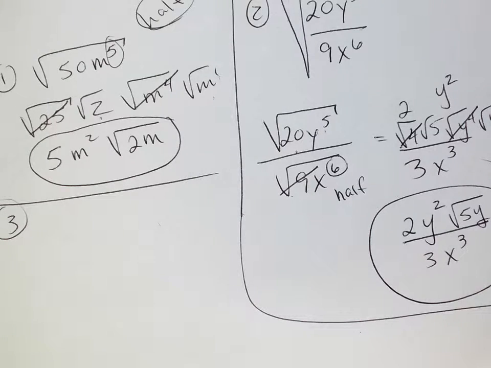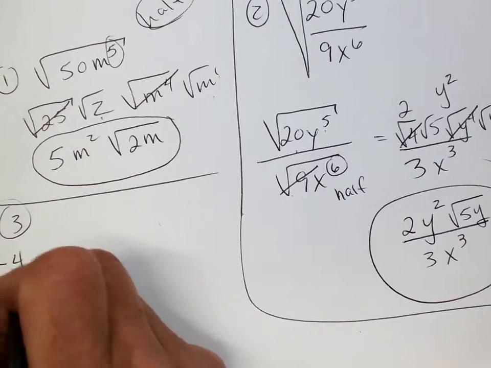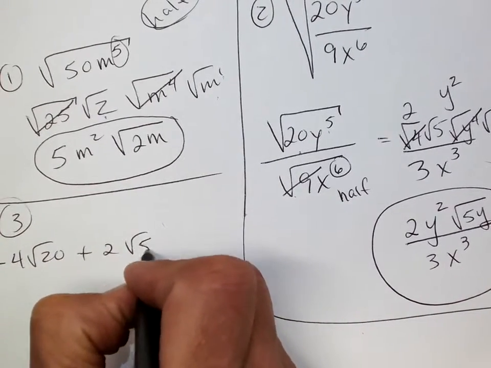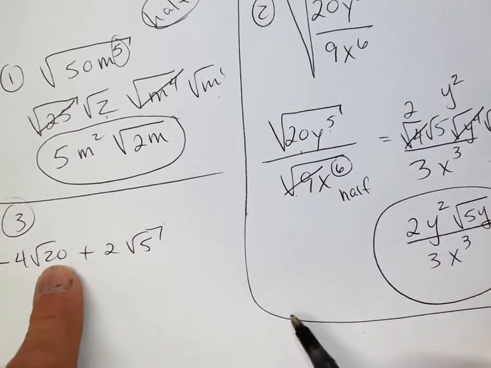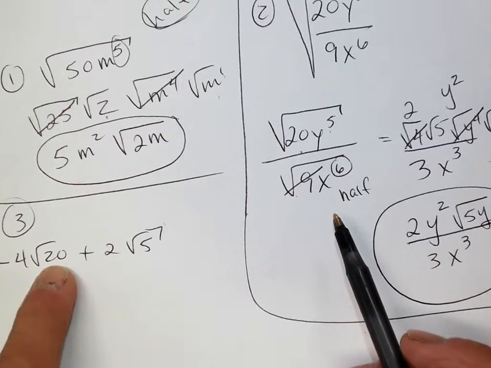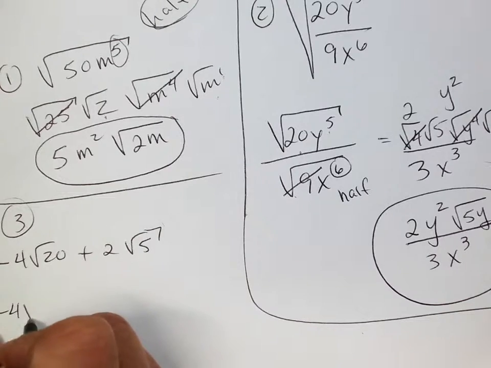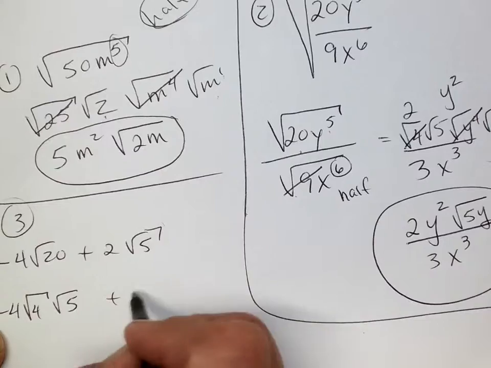Number 3 is negative 4 square root of 20 plus 2 square root of 5. Okay, can't add or subtract them unless they're the same. But I might be able to change the 20 into a number that might make them the same. Well, I'm thinking 4 and 5, right? So let's go negative 4. I'll change 20 to the square root of 4 and the square root of 5.